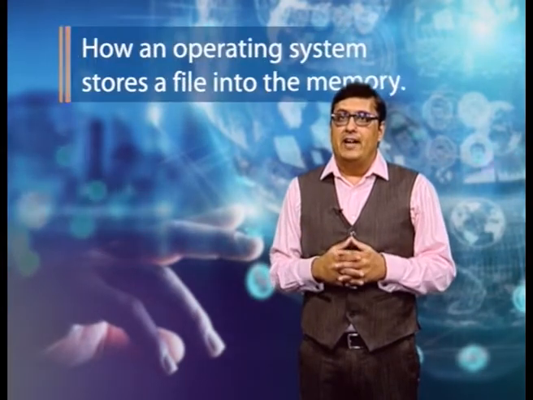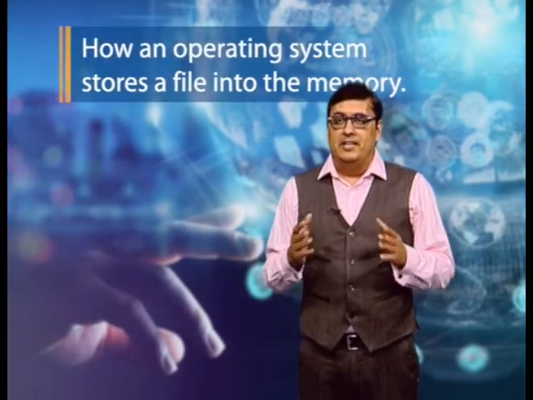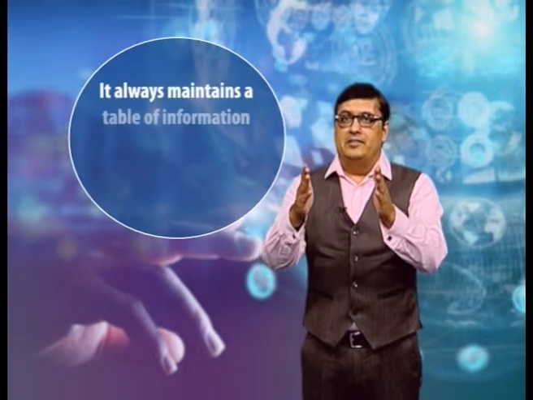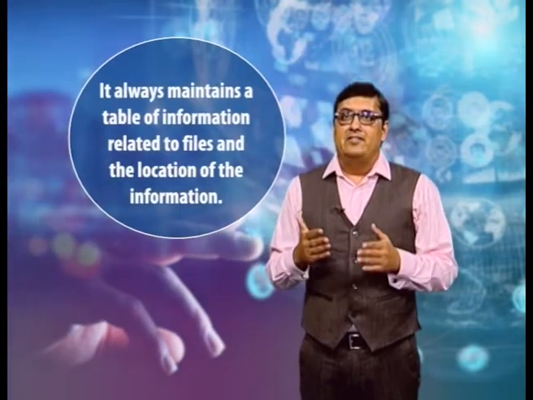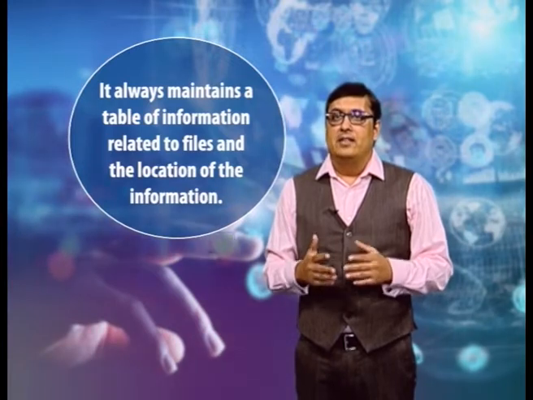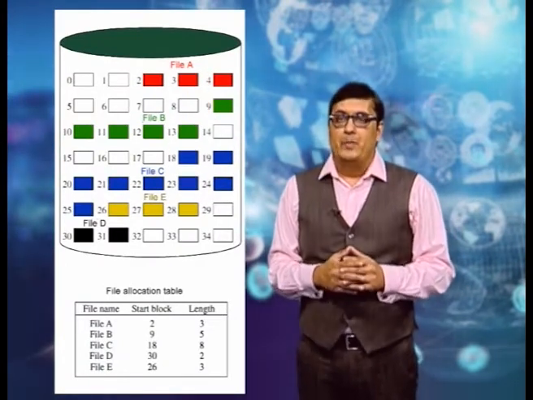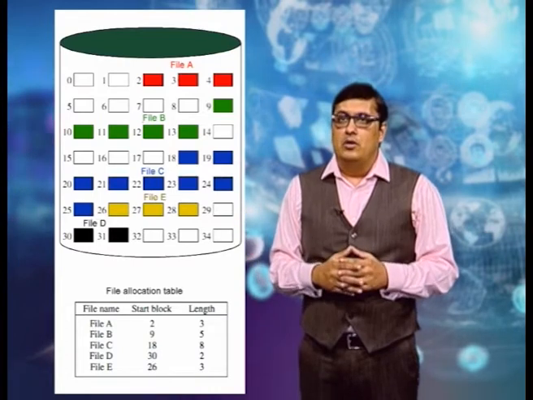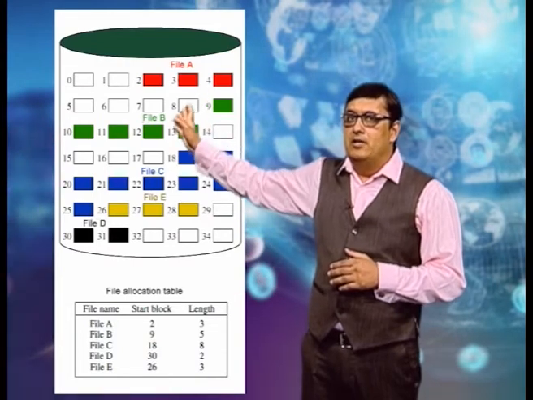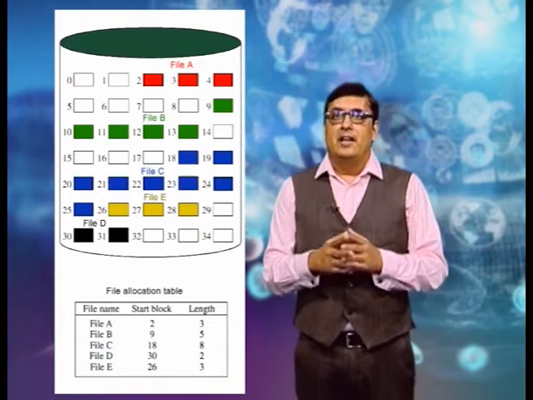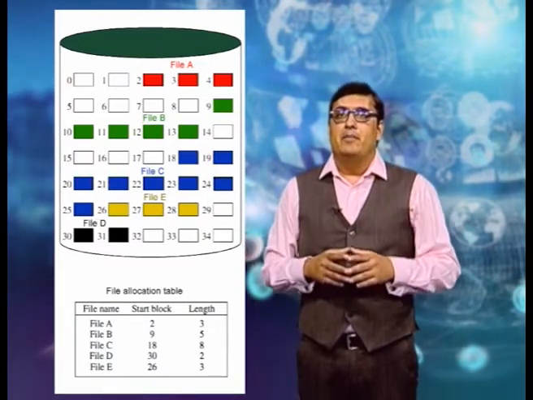First, we need to understand how an operating system stores a file into the memory. Basically, when a user asks to store a file into the memory, the operating system always maintains a table of information related to files and the location of the information. This table helps the operating system to locate a file in the memory. In case of a new file being stored, a new entry is made into the table which includes the information regarding the file and the address of the file in the memory. Then the operating system stores the file at that location.